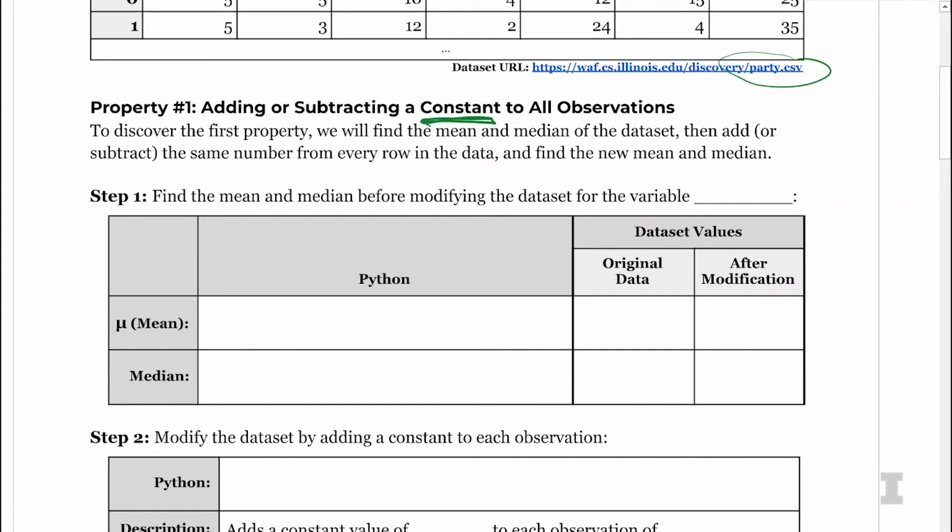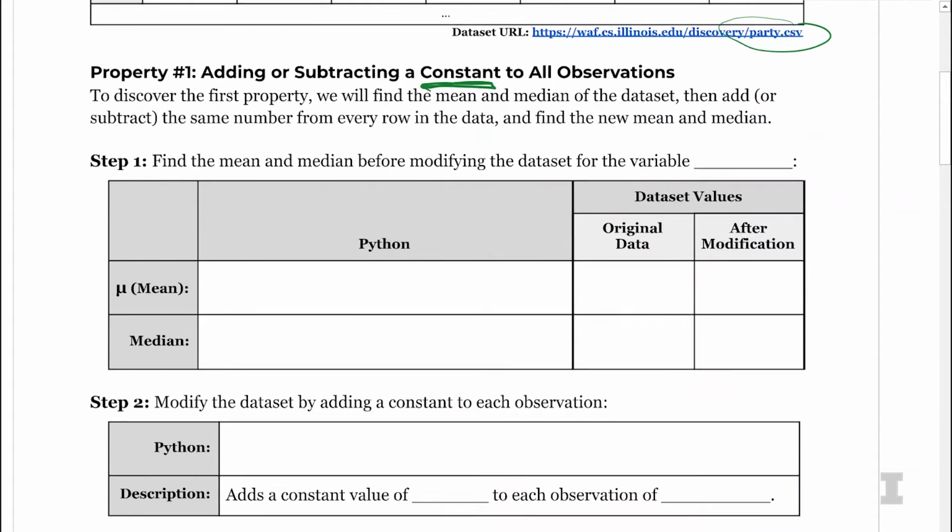To discover the first property, we will find the mean and median of the data set and then add, or we could subtract, the same number from every piece of the data and then find the new mean and median. And then we'll do some analysis. So we want to know basically if you have a data set and you take every number on the list and add or subtract a number, how does that affect the mean? Did you say mean and median? We'll look at mean and median.